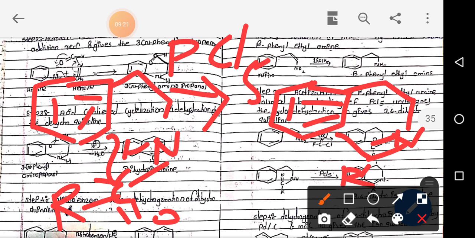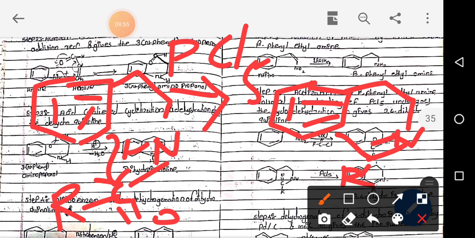So now this is not the isoquinoline because one double bond is absent. If it is present in the structure, then there is a formation of the aromatic structure, meaning the structure gets aromaticity, and as it gets aromaticity, the stability of the structure increases. So that is why we have to proceed to the next step.